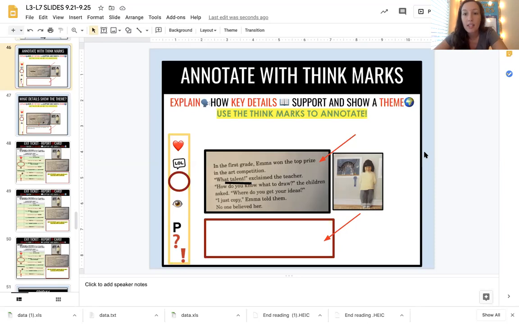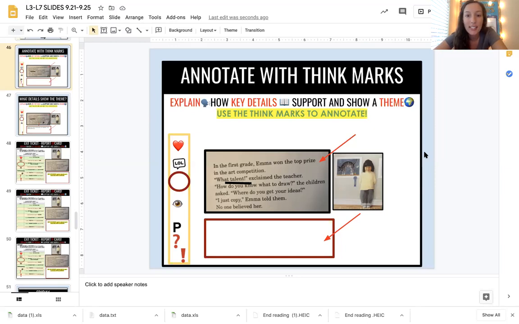What are some other things that we can annotate on this page? What are some other details that are super important that tell us what this page is mostly about? Let's keep reading right after where it says talent. "What talent!" exclaimed the teacher. "How do you know what to draw?" the children asked. "Where do you get your ideas?" "I just copy," Emma told them. No one believed her.